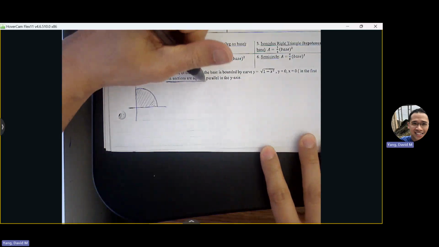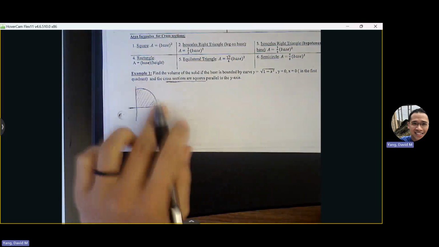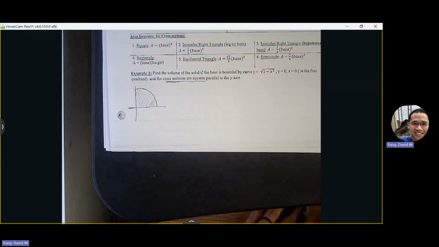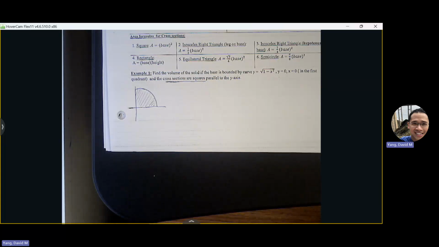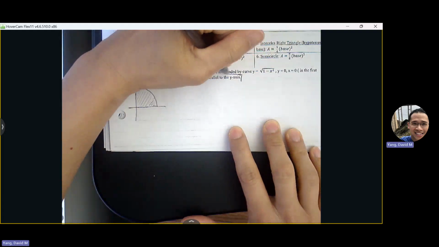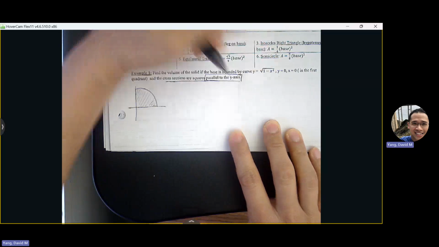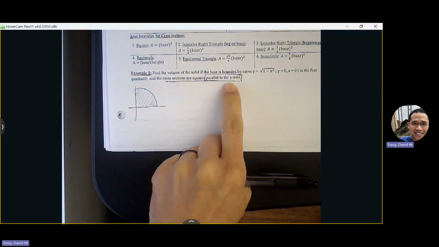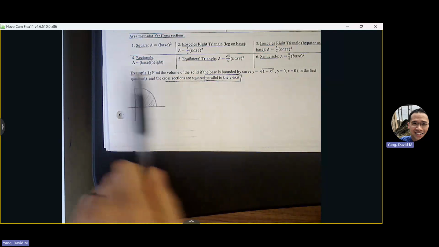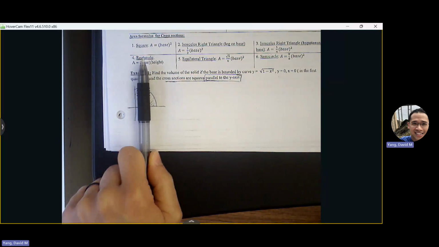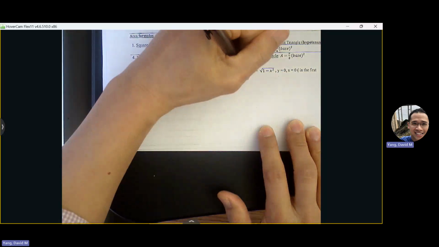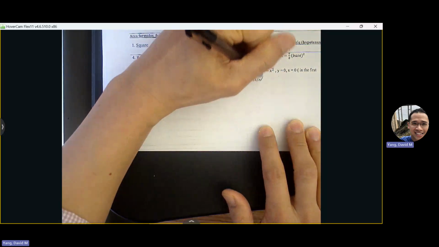So we're told what shape we're building on top of the base. Imagine this region as standing or existing on a flat surface, and then we're going to be building these squares that come out of the page. You're also told how to draw your length: parallel to the y-axis. Parallel to the y-axis is vertical, so we want to create these vertical base lengths.